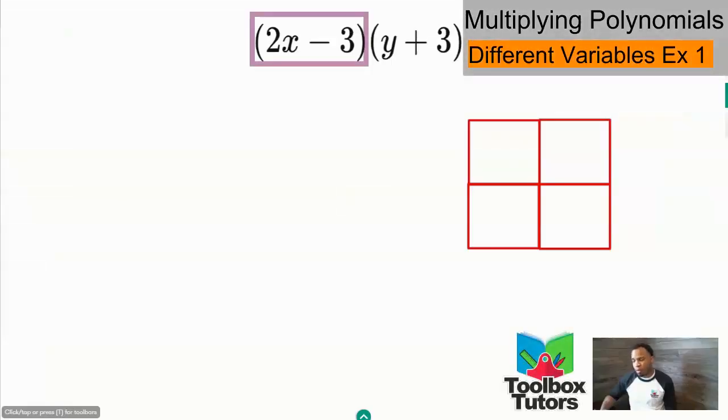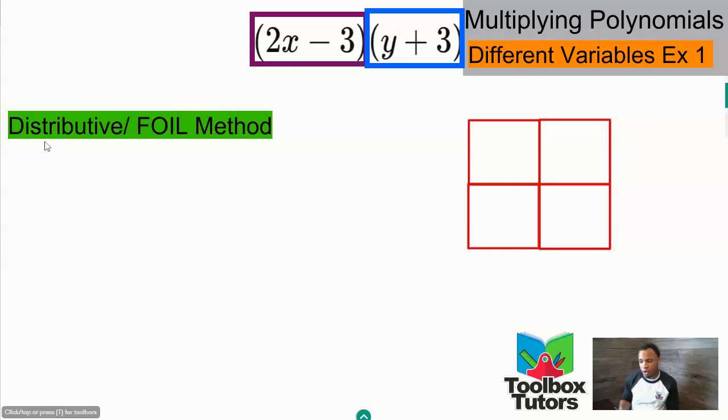So for this example, we'll be multiplying 2x minus 3 times y plus 3. So first, what we want to do is use the distributive or FOIL method. This means we'll take the first term from the first parentheses and multiply it by everything in the second parentheses. Then we're going to take the second term in the first parentheses and multiply it times everything in the second parentheses. So first we'll start with 2x.